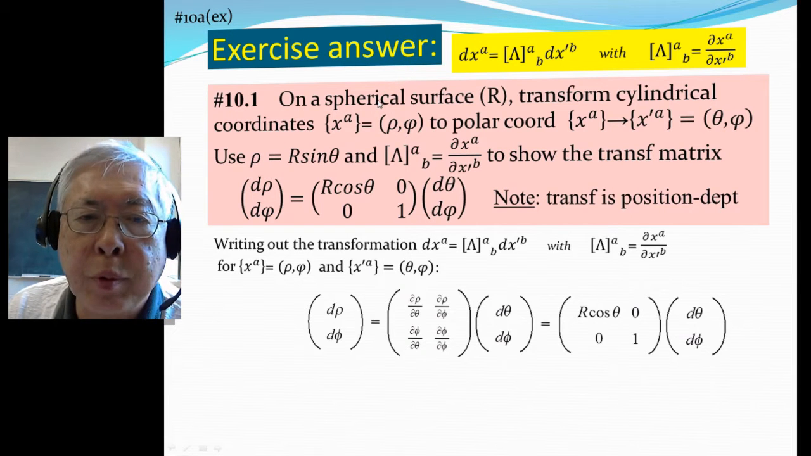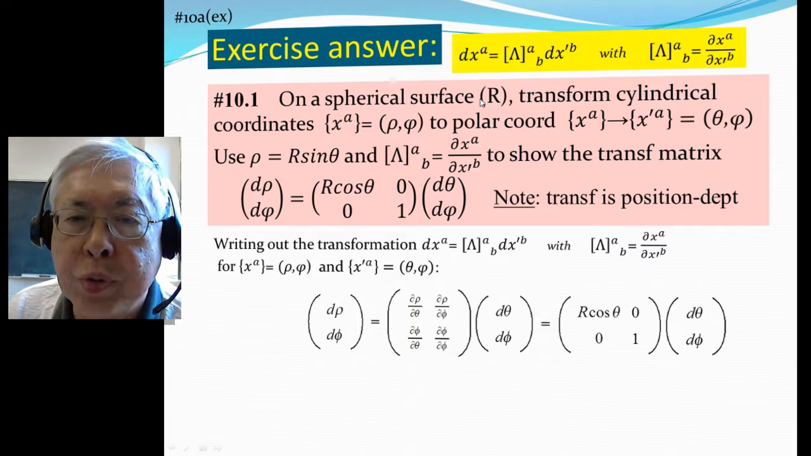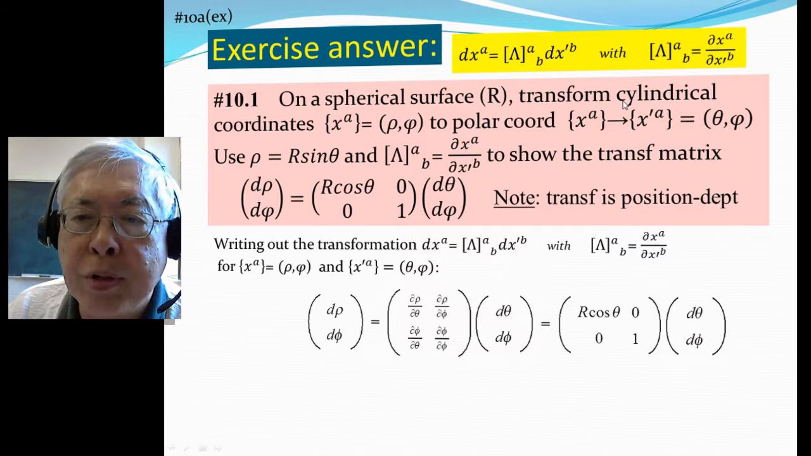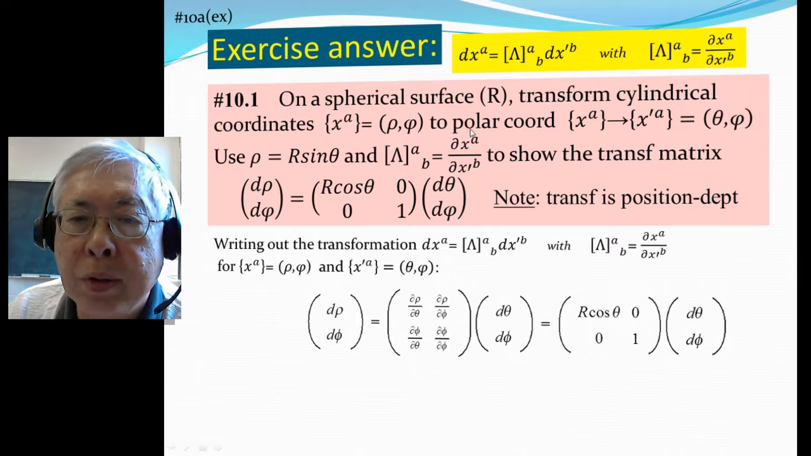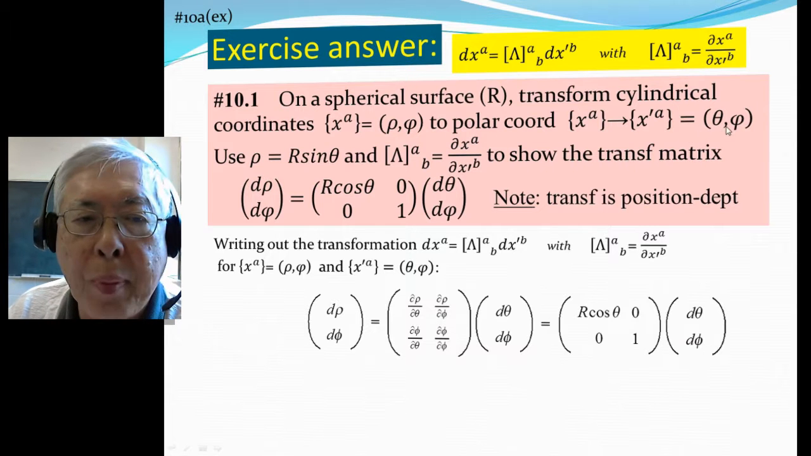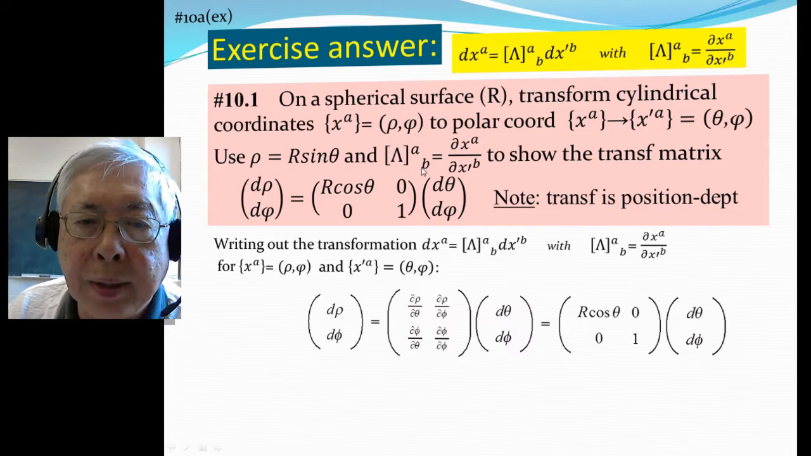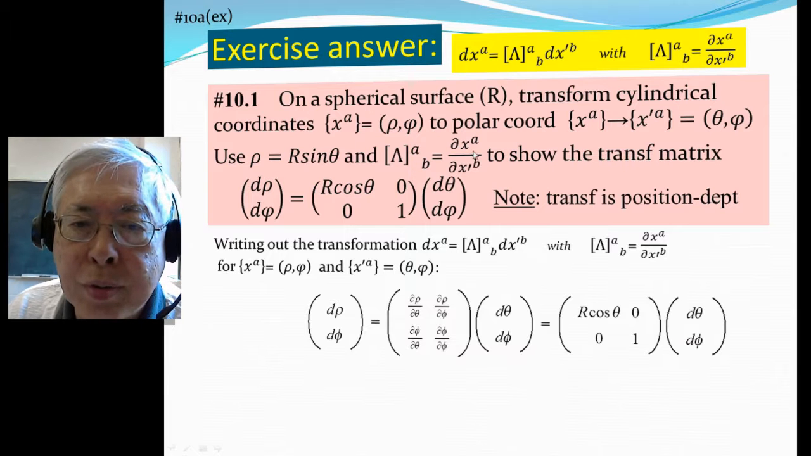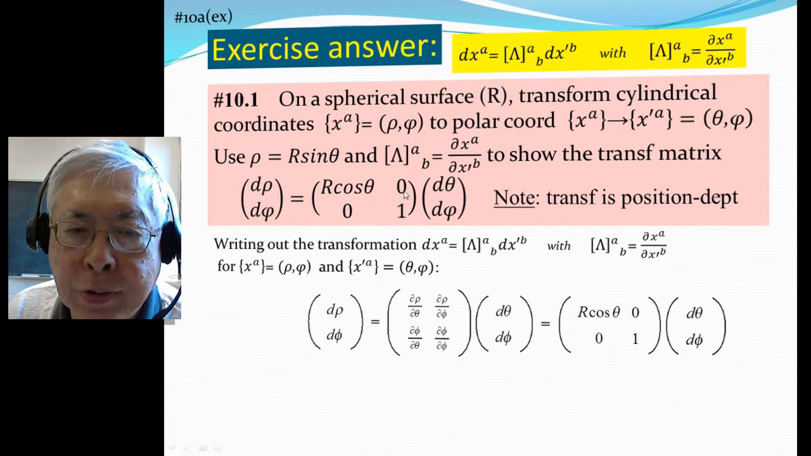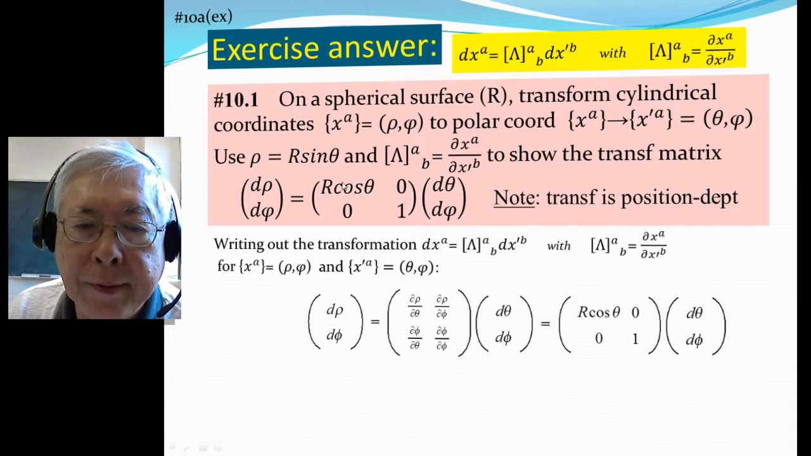So the first problem is we're working on a spherical surface with radius r, for a transformation from cylindrical coordinates rho and phi to polar coordinates theta and phi. Knowing the relation between the cylindrical radius and the polar angle is rho equals r, the radius of the sphere, sine theta. And using the fact that the transformation matrices can be written as partial derivatives, I asked you to find the transformation matrix. As I said, this is just a matter of substituting the partial derivatives.